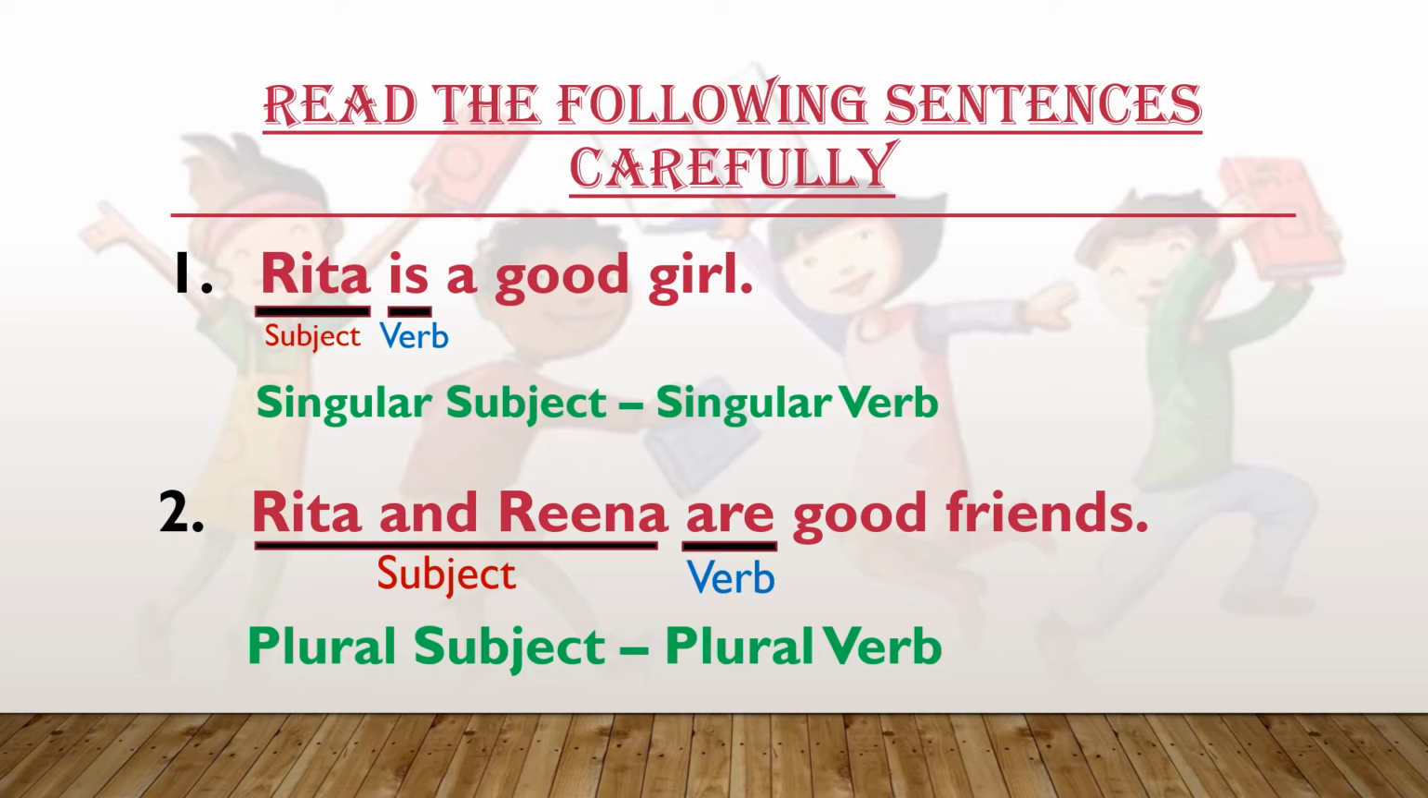So I hope this thing is very clear to you all. This is what is subject-verb agreement, that if your subject is singular, you will use a singular verb with it. And if the subject is plural, you will use a plural verb with it. Like in the second sentence, we have two people here, that is Rita and Reena. It's a plural subject. So with a plural subject, we cannot use a singular verb. You cannot write Rita and Reena is good friends. That's wrong. You have to use a plural verb over here.